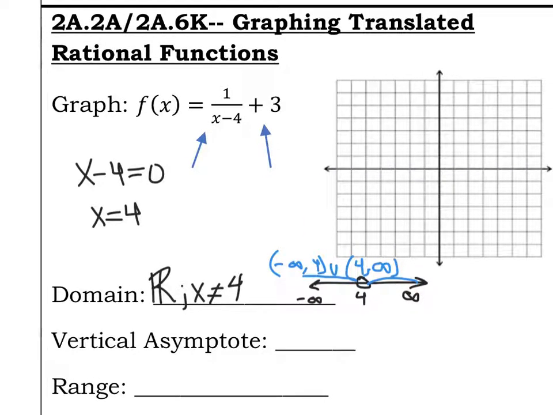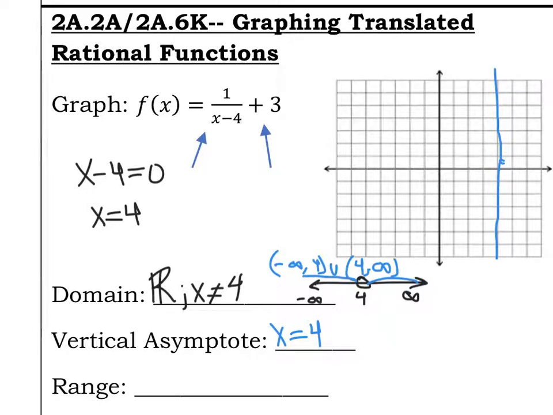My vertical asymptote is my number that my domain cannot be. So it's that same number again. My asymptote is at x equals 4 because this graph can never cross at x equals 4.